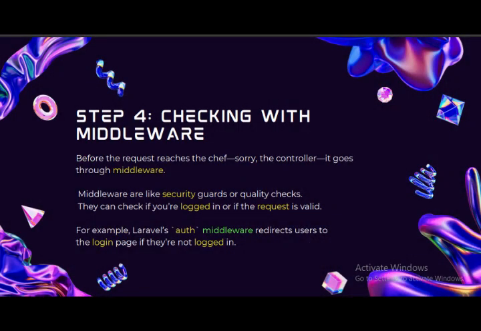Step 4, checking with middleware. Before the request reaches the controller, it goes through middleware. Middleware are like security guards or quality checks. They can check if you're logged in or if the request is valid. For example, Laravel's auth middleware redirects users to the login page if they're not logged in.